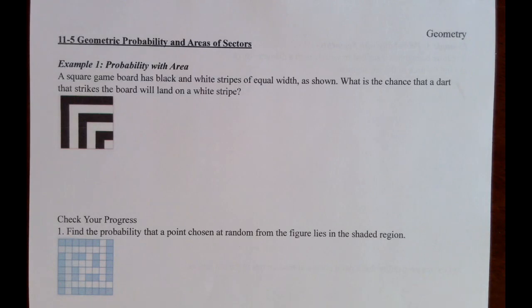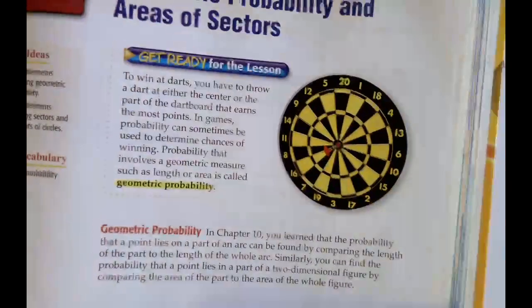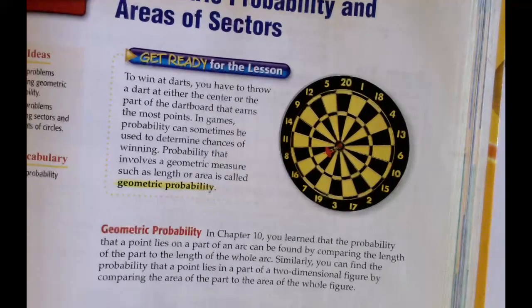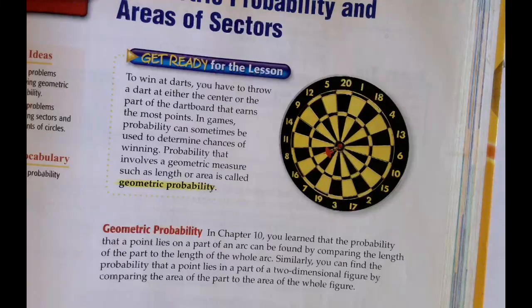Hi guys, so today we're going to be doing geometric probability and area of sectors. Before we get started with our first example, let's talk about what geometric probability is. Probability that involves a geometric measure such as length or area is known as geometric probability.